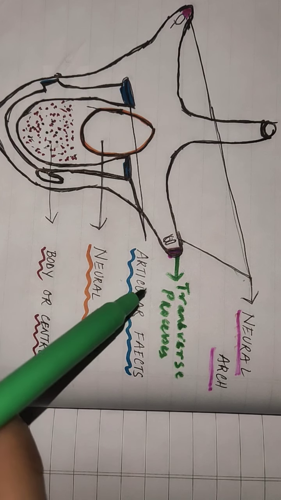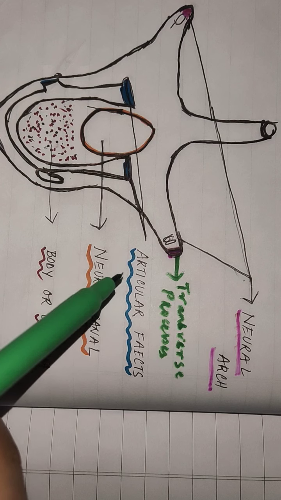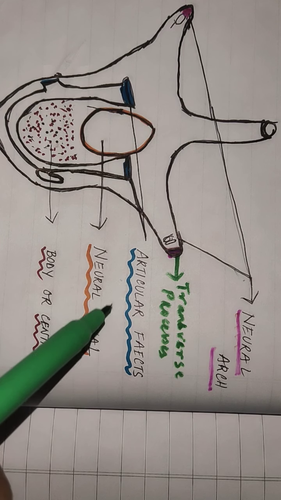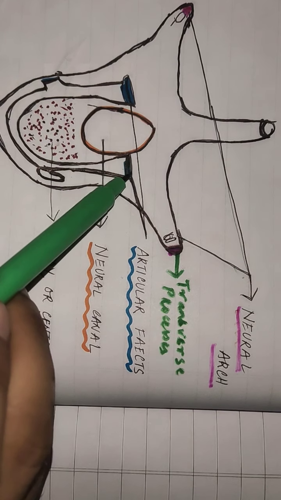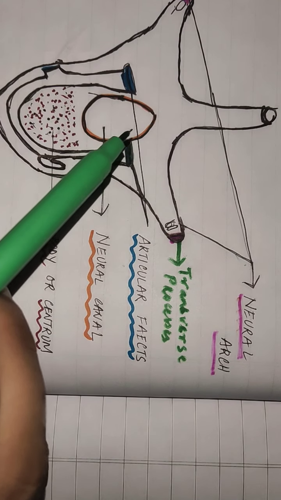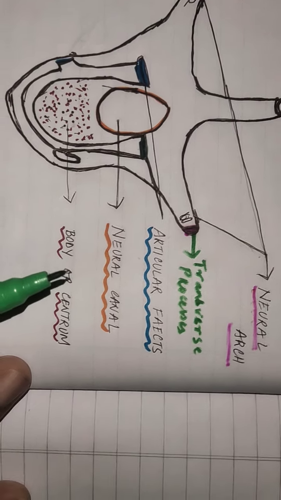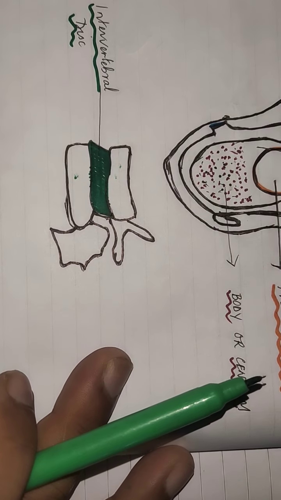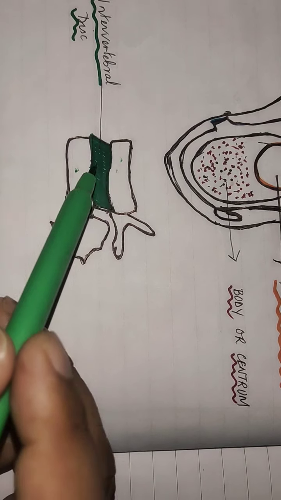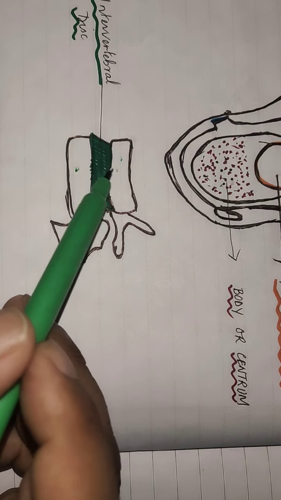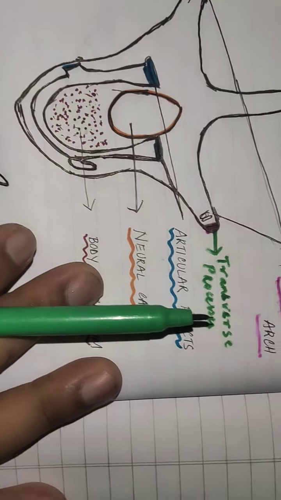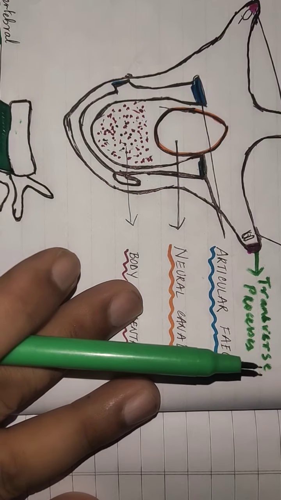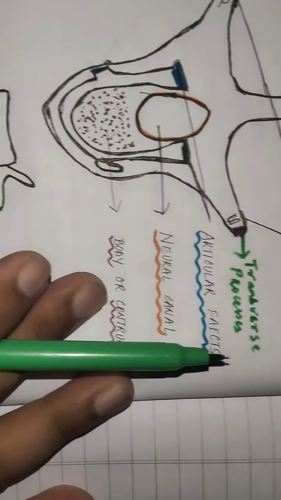Next, we have the articular facets on the neural arch, which help in joining two vertebrae, one behind the other. And last, we have the intervertebral disc that acts as a cushion between the two vertebrae. Alright, we have to know the structure properly. So this is the structure of a vertebra.